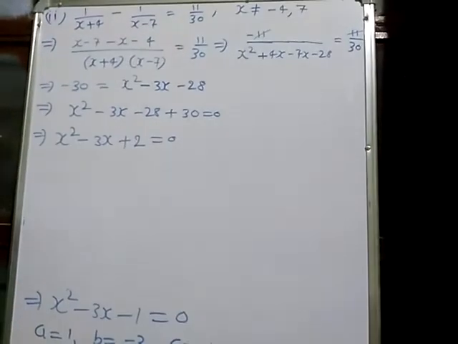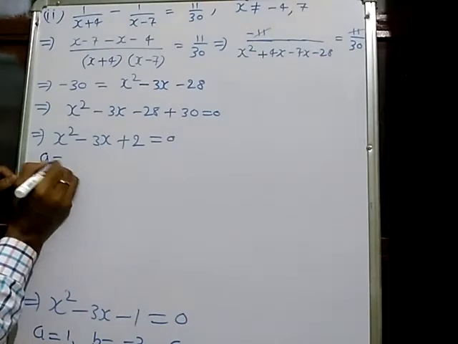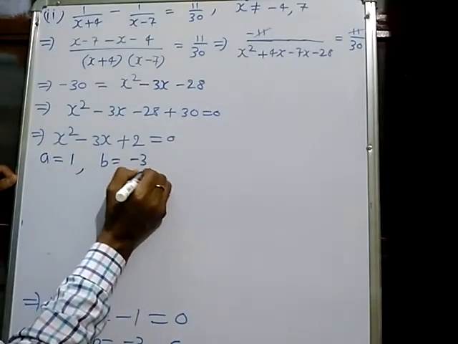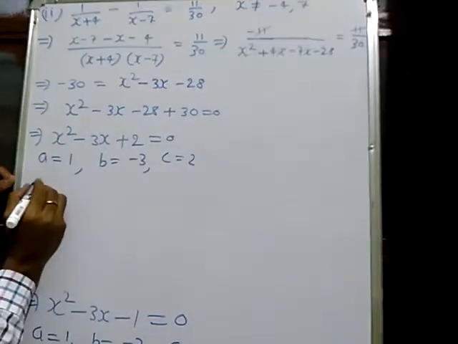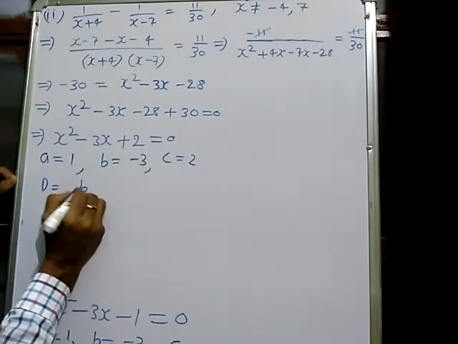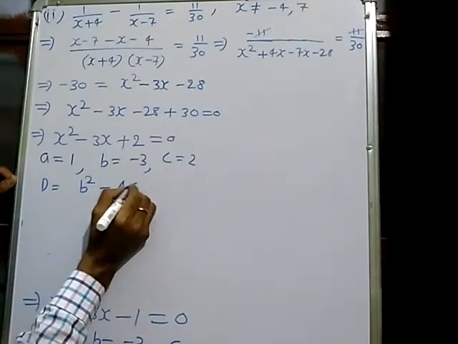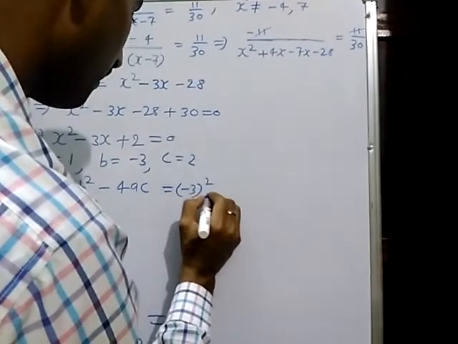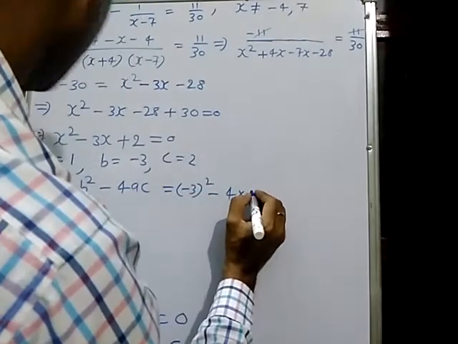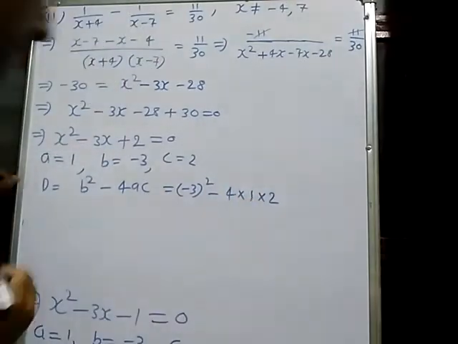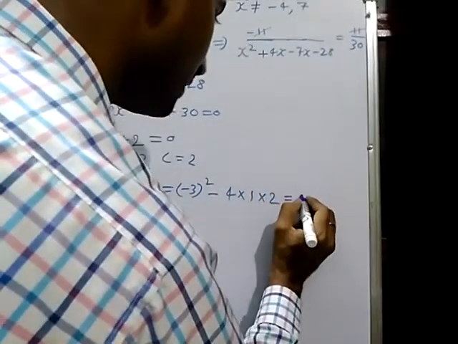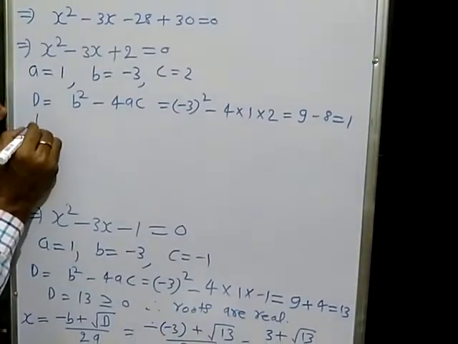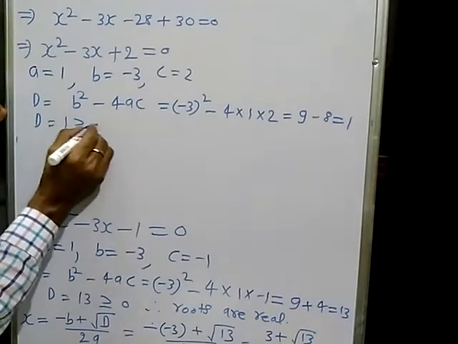Now we can solve by using any method, but here we need to solve by the quadratic formula. So a is 1, b is minus 3, c is 2. Then find out the discriminant D. What is D? b square minus 4ac. What is b? b is minus 3 square, minus 4, a is 1, into c is 2. So that is minus 3 square, 9 minus 8, that is 1. We got D as 1. So D is equal to 1, which is greater than 0.